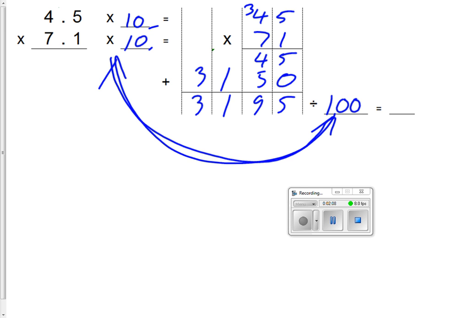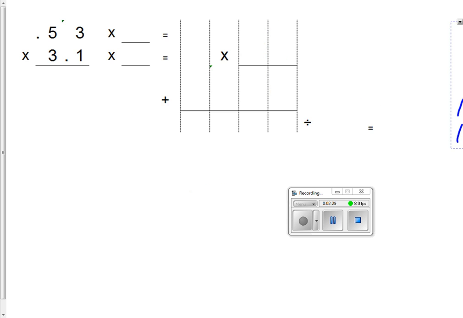So instead of 3,195, I get 31 95/100ths. Okay? So I had 3195, and of course, the decimal is there. And if I'm dividing by 100, everything shifts over 2 places. Okay. Let's try another one, slightly different.